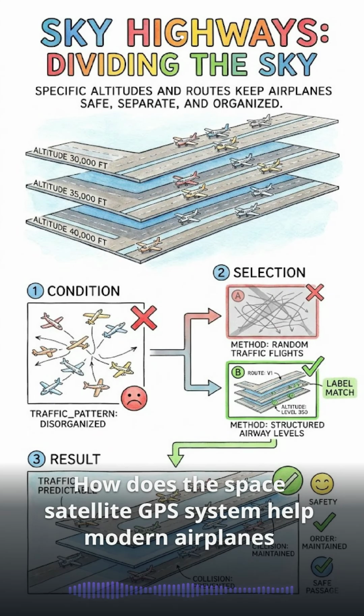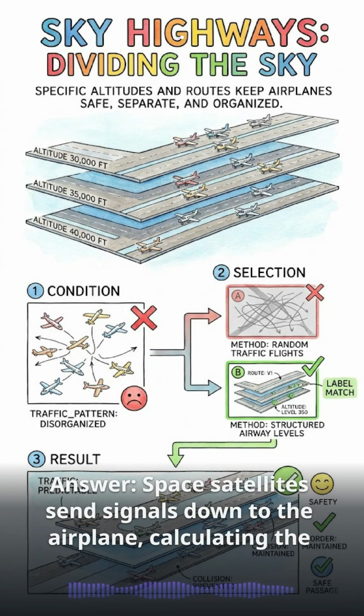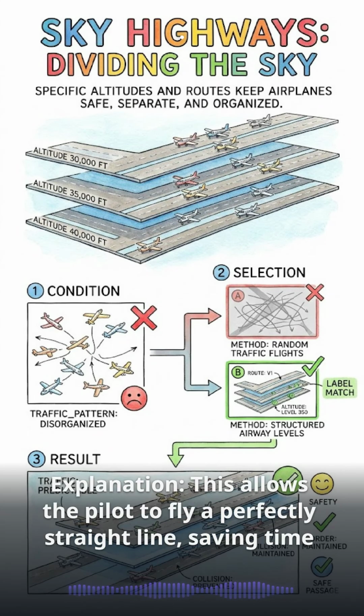65. How does the space satellite GPS system help modern airplanes navigate on very long flying journeys? Space satellites send signals down to the airplane, calculating the exact location with very high accuracy. This allows the pilot to fly a perfectly straight line, saving time and expensive jet fuel.